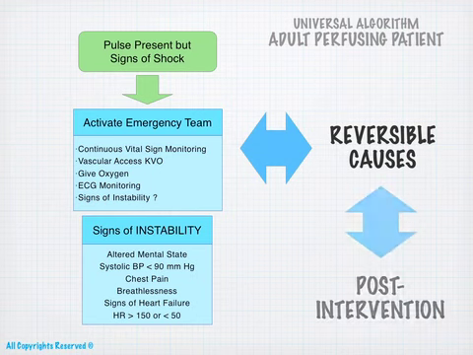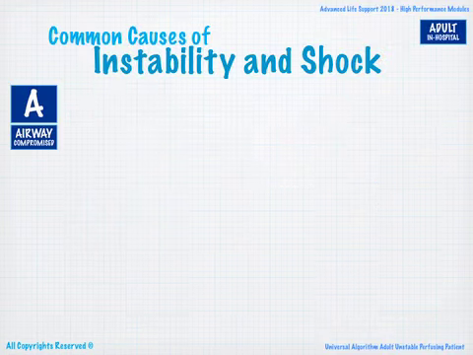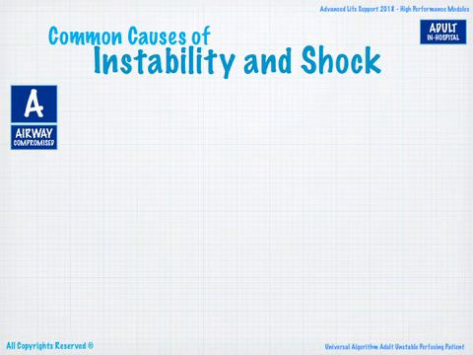And after intervention, the role is to maintain stability and to prevent recurrence. So the common causes of instability and shock are done in a systematic way, and we must start off with the A, B, and C approach.